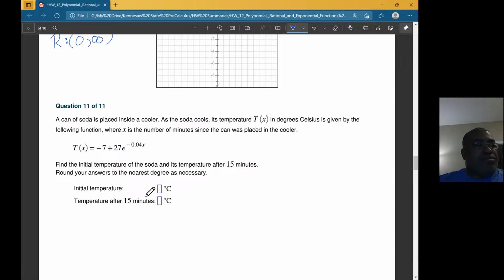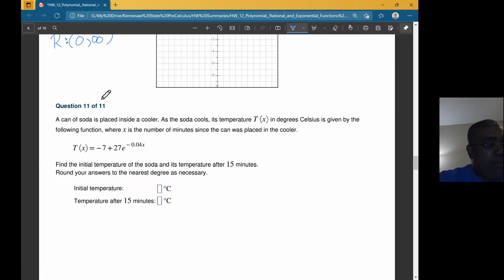Last one, calculator problem. A can of soda is placed inside a cooler. As the soda cools, the temperature T of x in degrees Celsius is given by the following function, where x is the number of minutes since the can was placed in the cooler. T of x is equal to -7 plus 27 e to negative 0.04x. Find the initial temperature, and then after 15 minutes. So 0 in for x, and then 15.